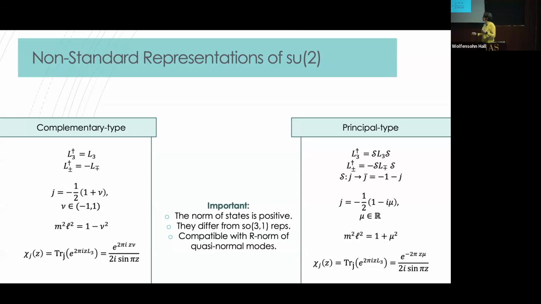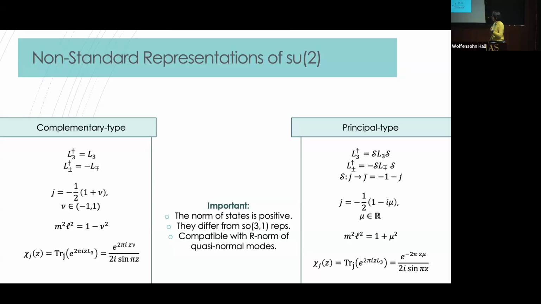They are related. So combinations of these characters will match the characters of SO(3,1). But these hermiticity properties are not the same hermiticity properties that you impose in Lorentzian de Sitter. They're actually the same norms. They're compatible with what's called the R norm when you compute quasi-normal modes in de Sitter. Okay, so these are the non-standard representations.